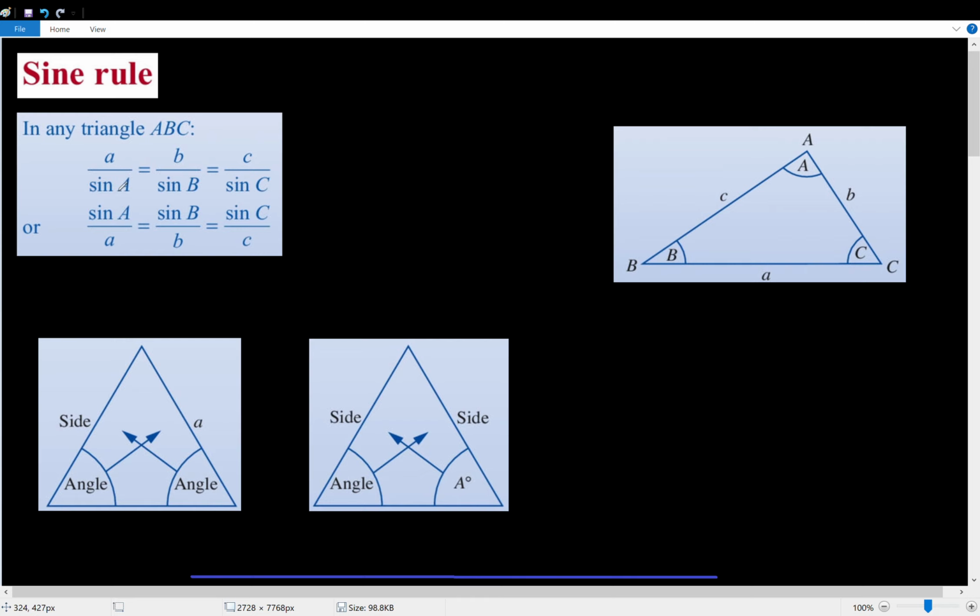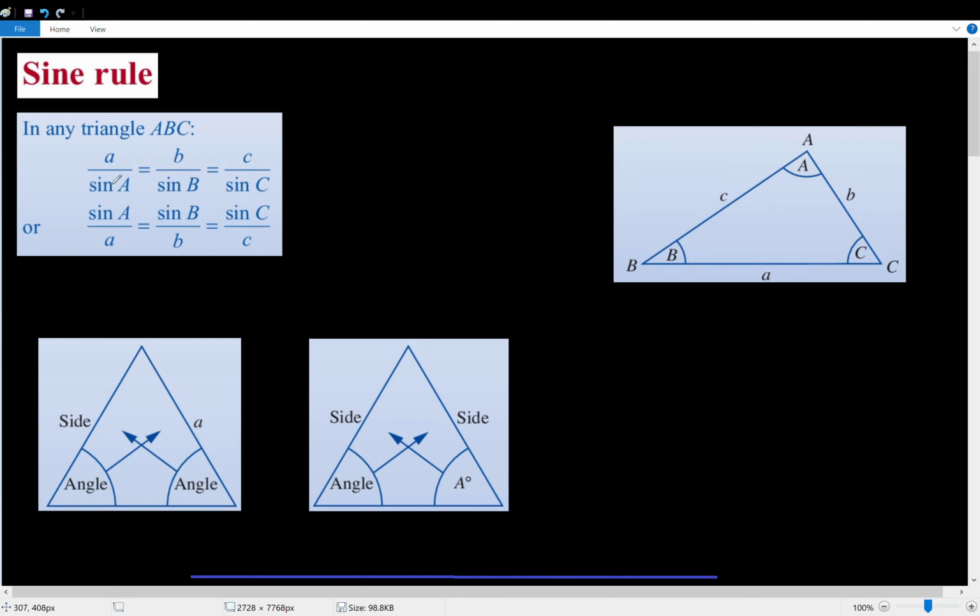It's a over the sine of A is equal to b over the sine of B is equal to c over the sine of C. Or it's the sine of A over a is equal to sine of B over b is equal to sine of C over c. Just for clarification purposes, the uppercase letters refer to angles and the lowercase letters refer to the length of sides.